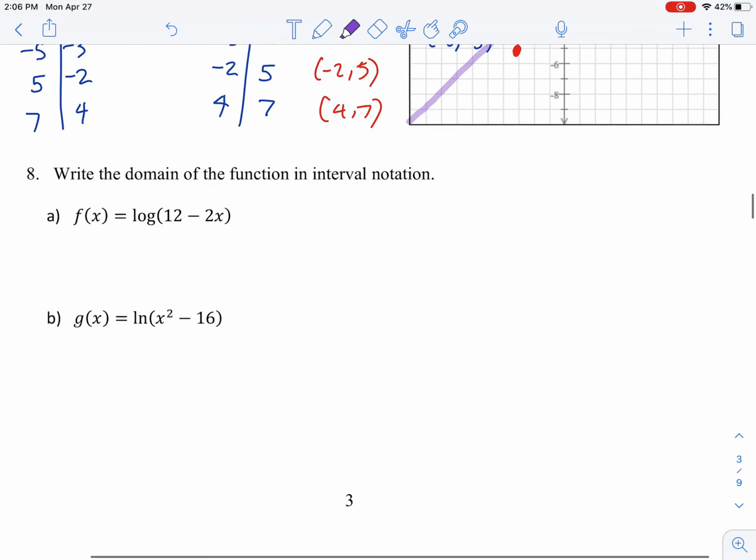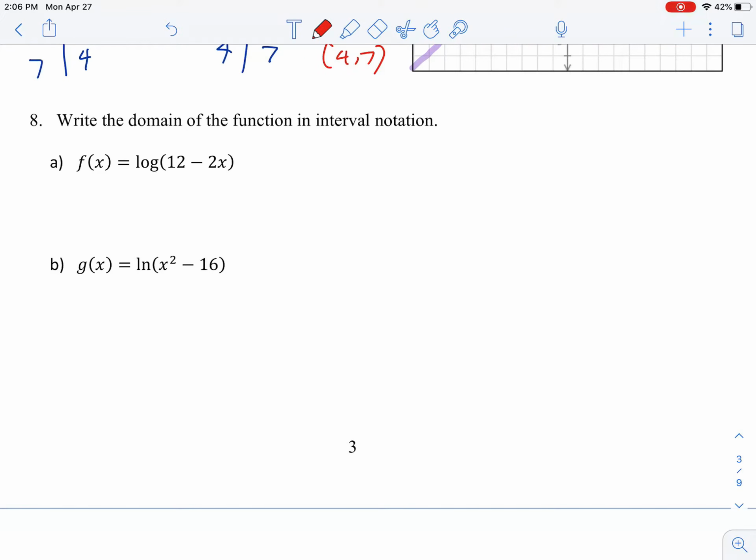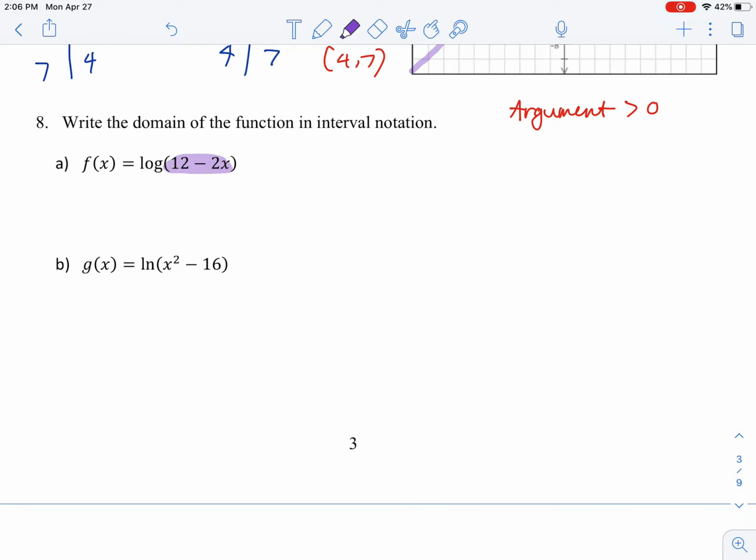All right. Let me go ahead and go over the domain of logarithmic functions. So, domain of log, I think I kind of gave you the rule there earlier. Make sure the argument, what's inside, is greater than 0. So let's set that up. 12 minus 2x better be greater than 0, because if it's less than 0, it's not a real number. Or equal to 0. It can't be equal to 0.